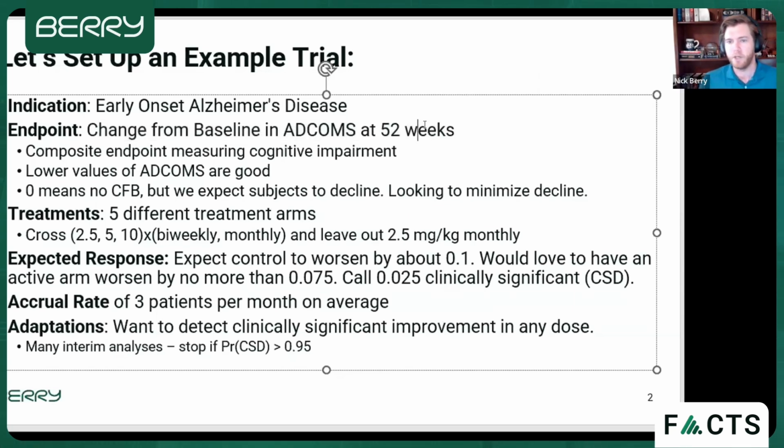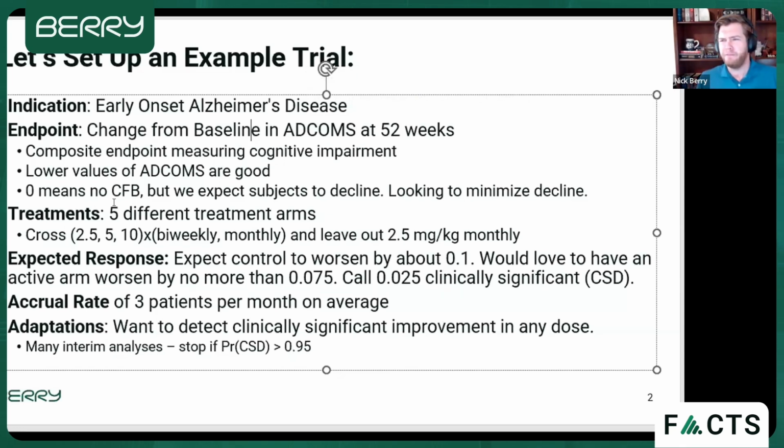It means you're degenerating in one of the many tests that go into ADCOMS. So when I talk about an endpoint like, oh, this patient observed a 0.1, that means they got worse by 0.1 relative to their baseline visit. And not getting worse is actually good. So if you're a 0, that's great in this trial. It means you didn't get worse in cognitive impairment throughout your 1 year of follow-up in this trial.